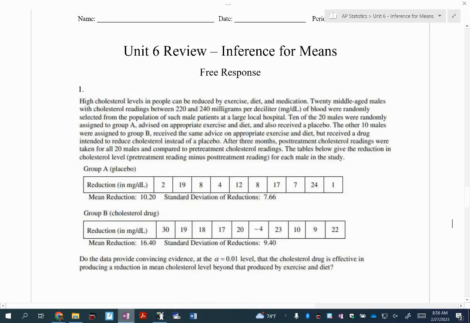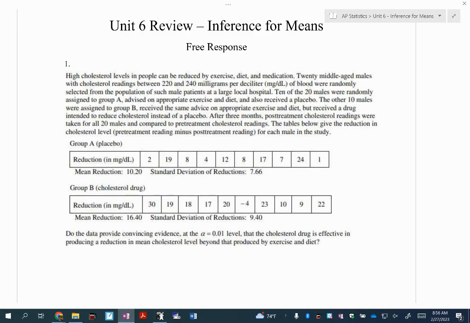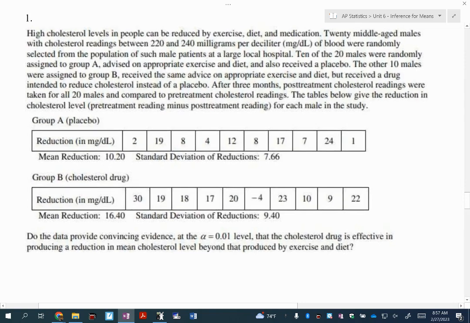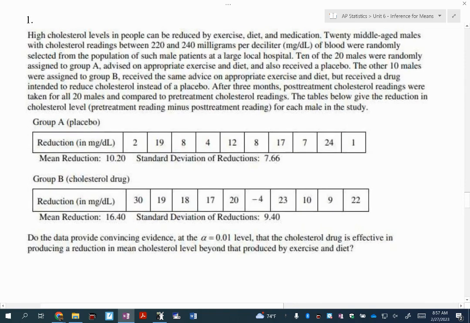All right, in this video, we're going to go over this first free response question from the Unit 6 review. Hopefully you've had a chance to read it. This is a real free response question, I believe, from the 2011 AP exam, so a long time ago, but still very applicable. We've got two groups.